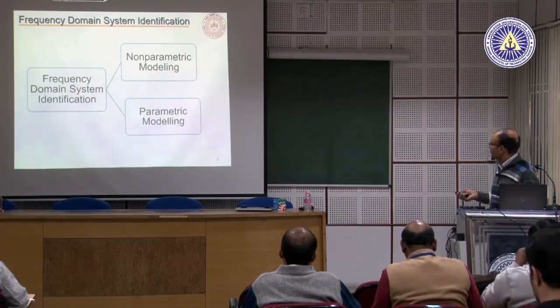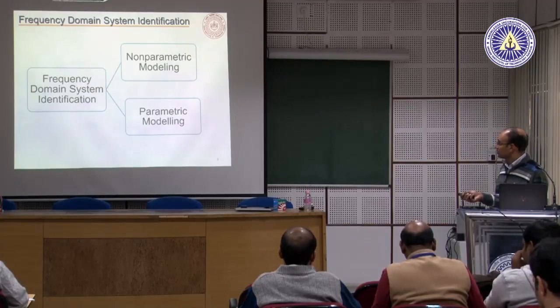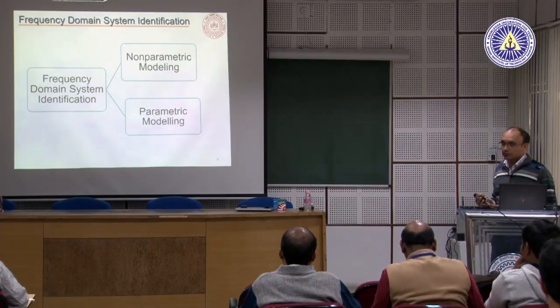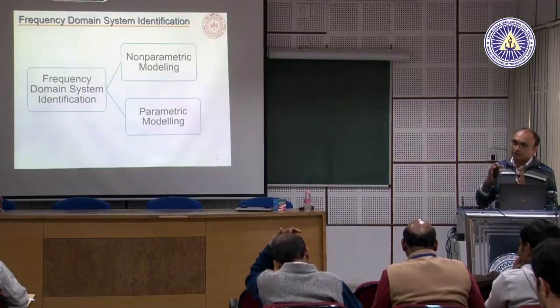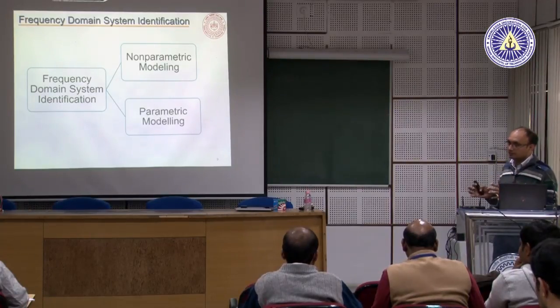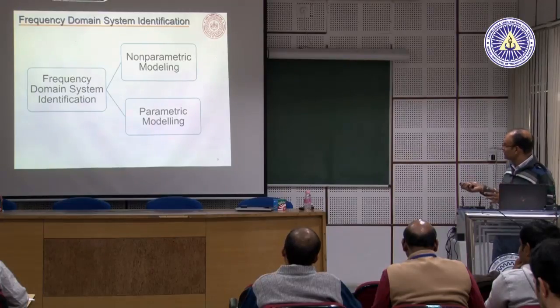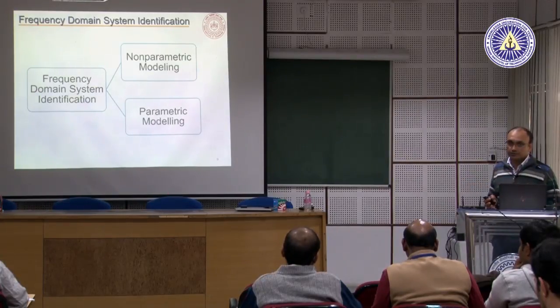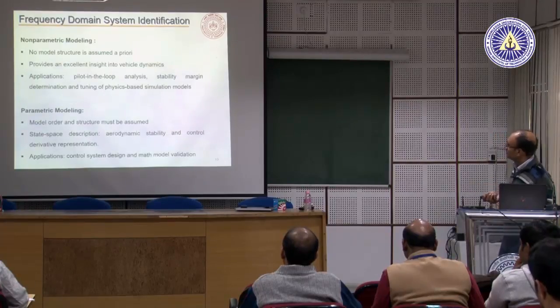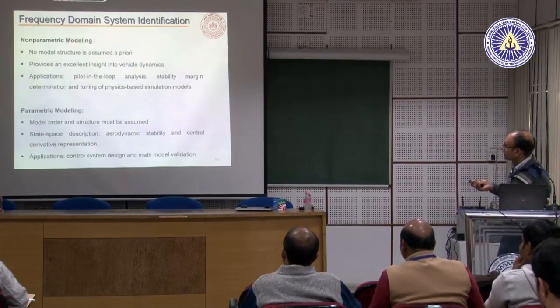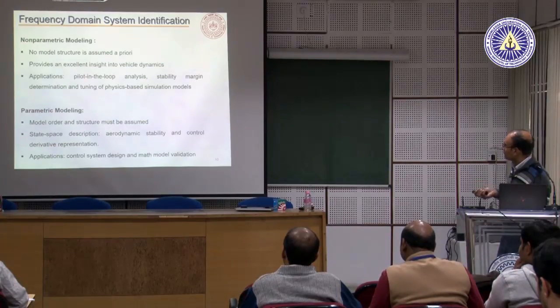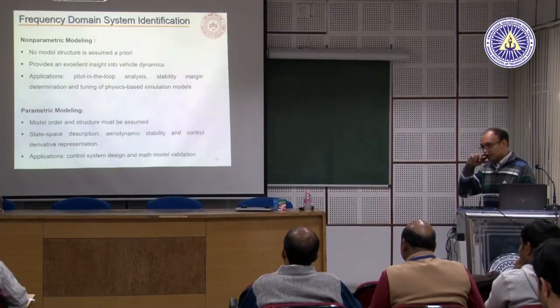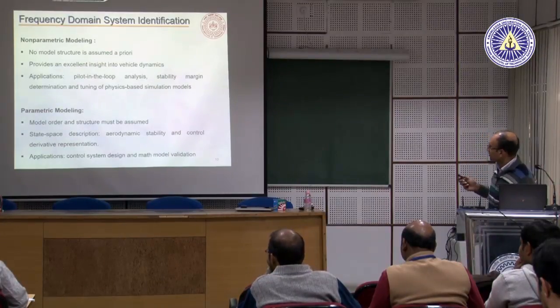But in parametric modeling, we use our knowledge of the system somewhat, and try to improve our estimation of the parameters for our known model. So effectively you make use of some kind of simple flight dynamics model. Let us see how it is done. In non-parametric modeling, no model structure is assumed a priori. It provides excellent insight into vehicle dynamics, and there are quite a few applications, like piloted simulation, stability margin determination, and tuning of physics based simulation models. So this can be used for all those things, because we don't know much about the model.